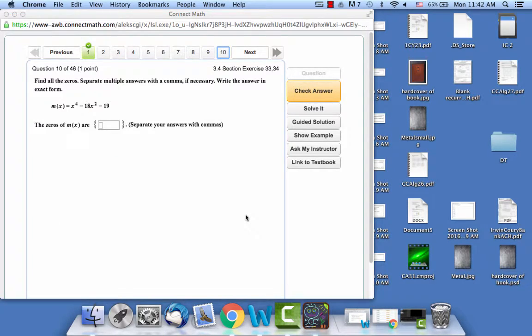Now going to the next problem, we're asked to find the zeros. And we want them in exact form, so don't plug them in and put a decimal approximation. That's what that means.